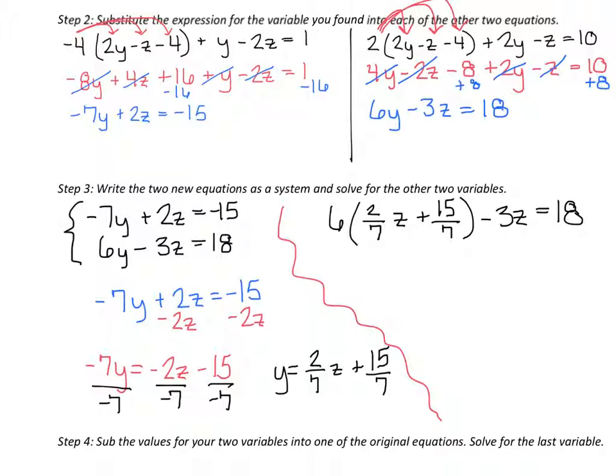Okay, distribute that in. The 6. And we get, what's 6 times 2? 12 over 7z plus 6 times 15 is 90. 90 over 7 minus 3z equals 18. This is really weird. Correct.